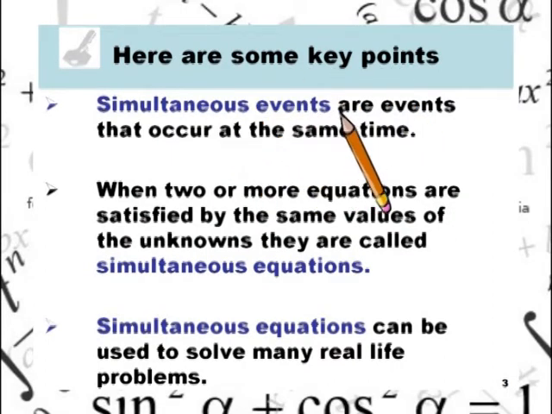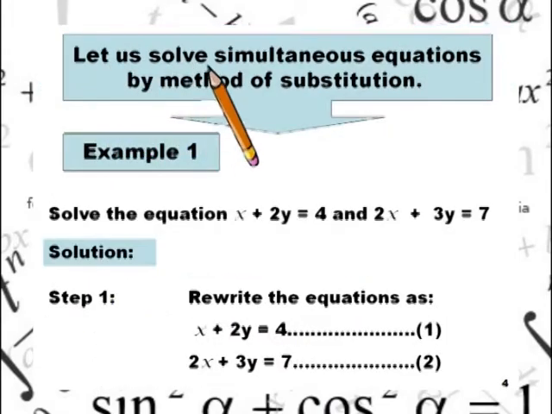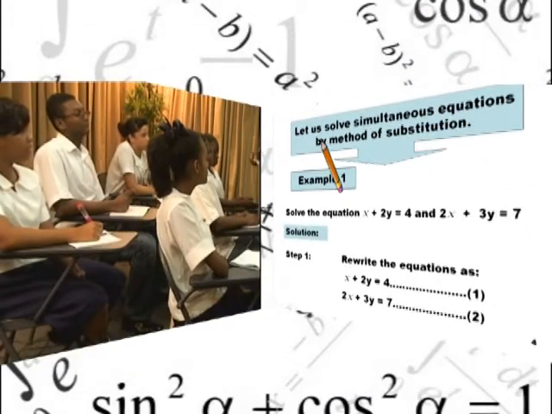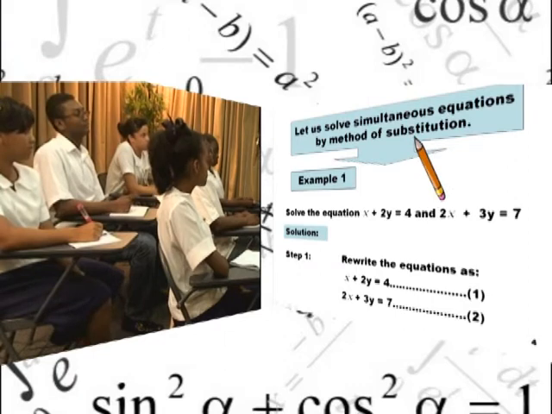Simultaneous events are events that occur at the same time. When two or more equations are satisfied by the same values of the unknowns, they are called simultaneous equations. Simultaneous equations can be used to solve many real-life problems. Let us solve simultaneous equations by the method of substitution.